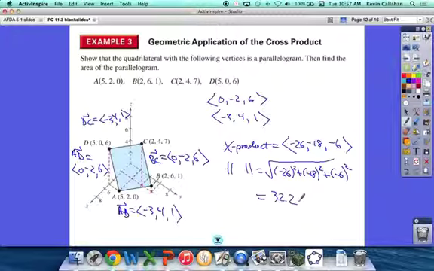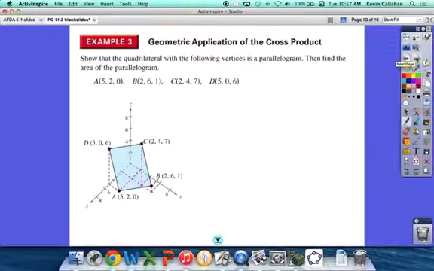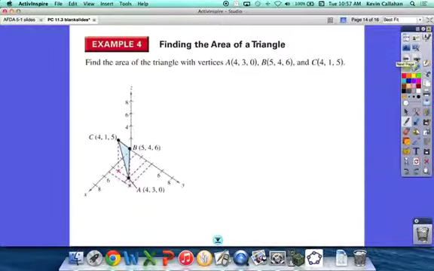The last example is this. We good on that? Now it says, oh, I thought I was going to need 2 slides for that. I didn't need that. Find the area of a triangle with the vertices A, B, and C, as stated. And they've even got the picture right there.